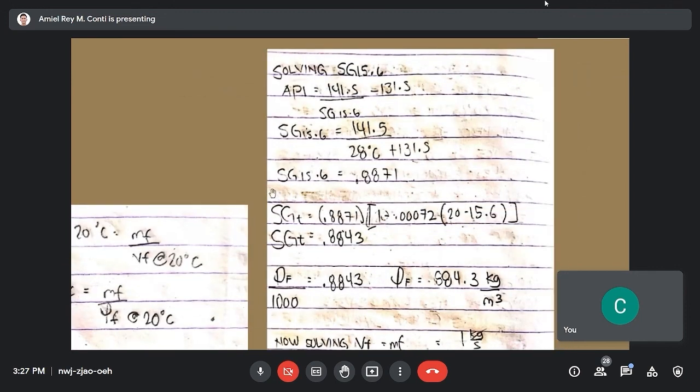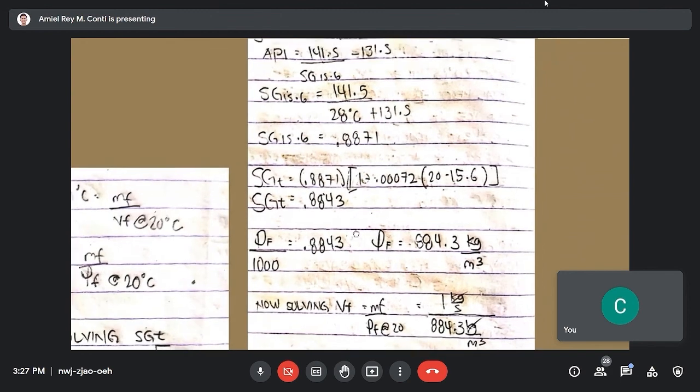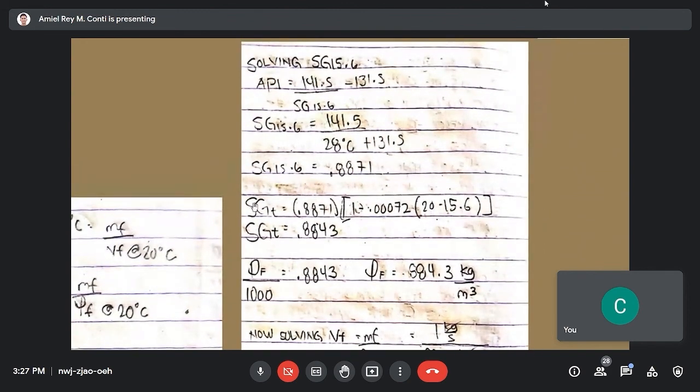Ngayon, para makuha yung specific gravity na temperature na pinainitan na yung fuel, gagamit tayo ngayon ng correction factor. Yung correction factor is yung makikita nyo dyan na 1 minus 0.00072 multiplied by the desired temperature minus 15.6, which is yung baseline natin. So, plugging in the value na 20, makakakuha tayo ng specific gravity at 20 degrees Celsius na 0.8843.